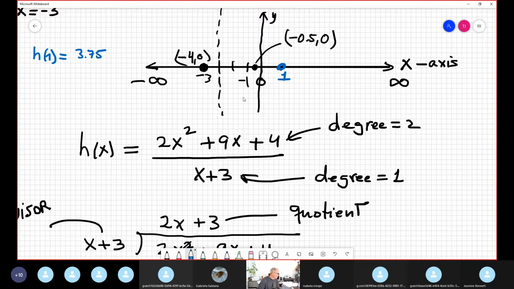One more point. Let me see. I select, for example, -2 or -1. In my paper, I select -2, no? And H evaluated at -2 is -6.